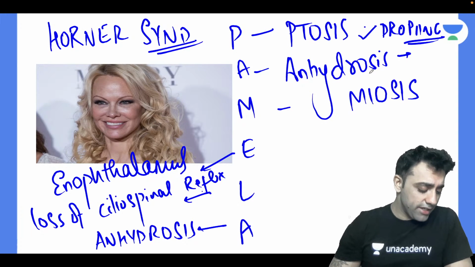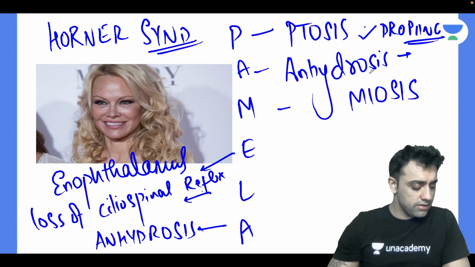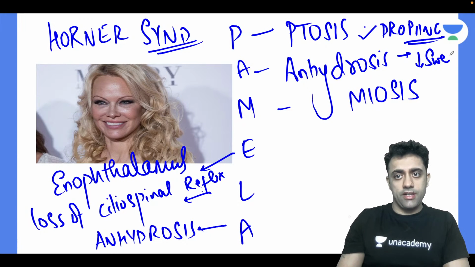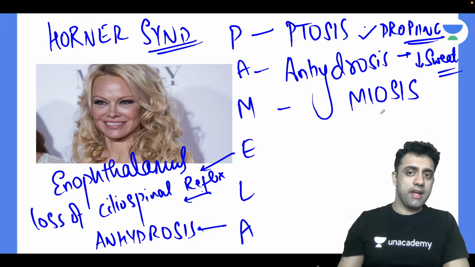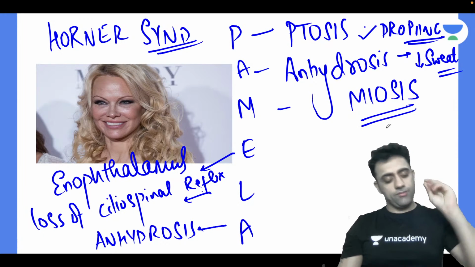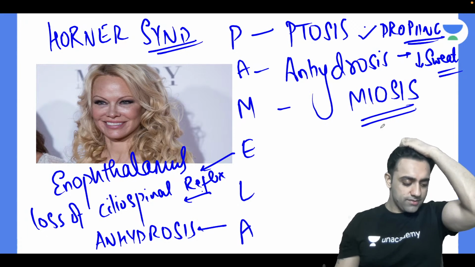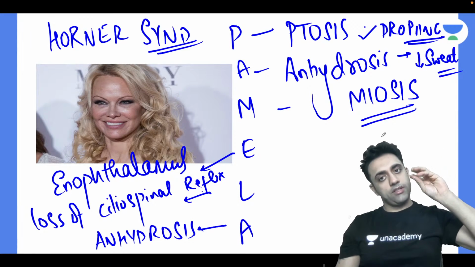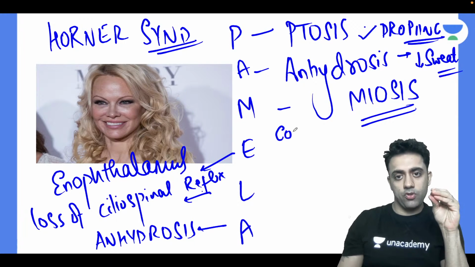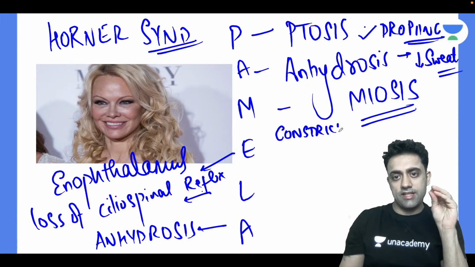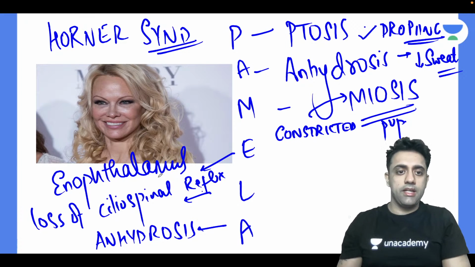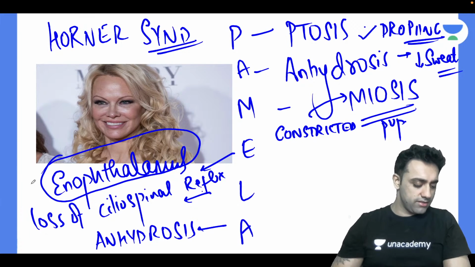Anhydrosis. What is anhydrosis? Anyone? Sandhu, Priyanka, Hamid, Srivastav? Yes. Decrease sweat is nothing but anhydrosis. Meiosis. What is meiosis? Anyone? Sandhu, what is meiosis? What is mydriasis? Yes, very right. So constricted pupil is meiosis, whereas dilated pupil is mydriasis. Constricted pupil, right? Enophthalmos. What is enophthalmos?